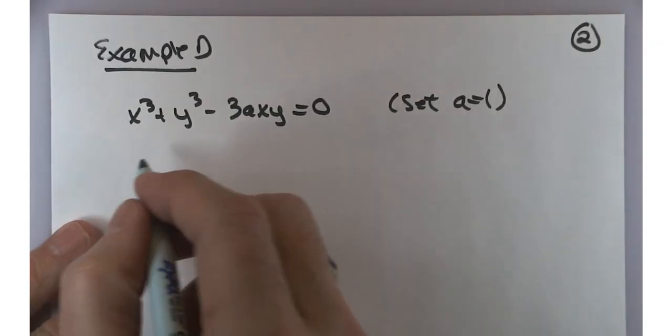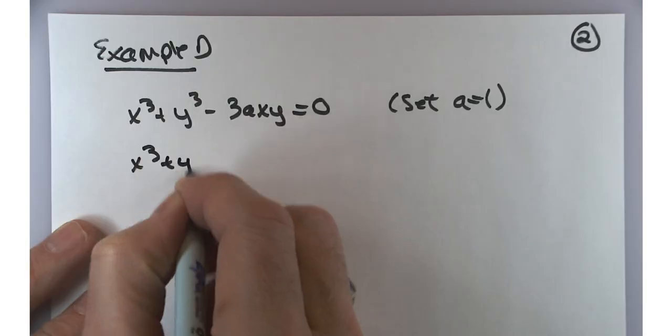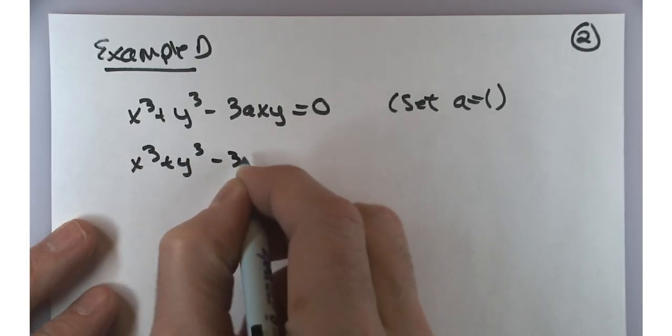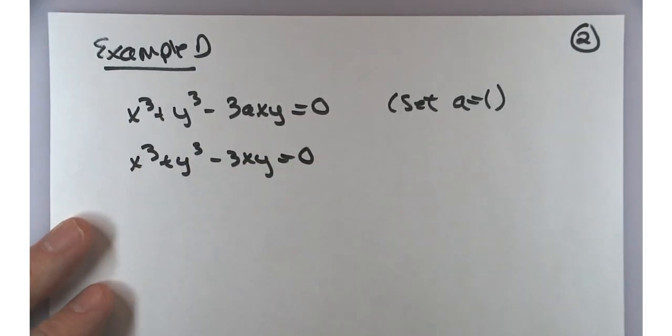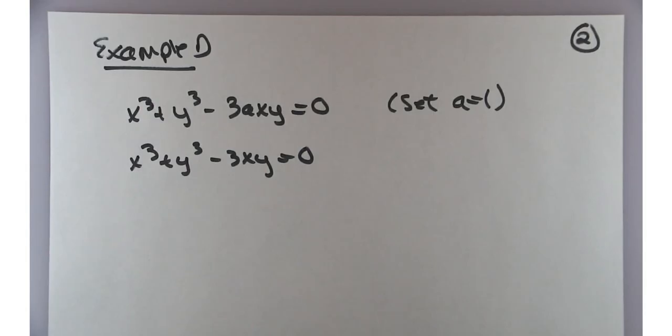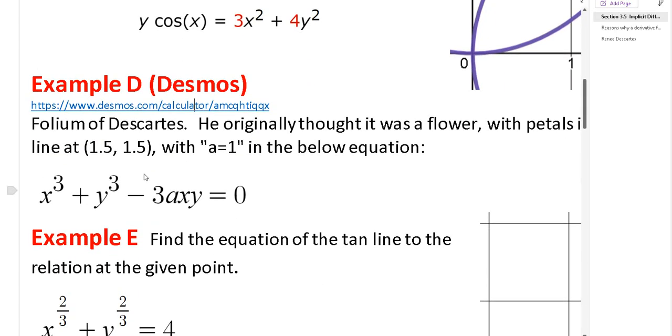I want to try and find the equation of the tangent line here at a particular point. I think the point was 1.5 and 1.5. Yeah, right here. Here we go. So we want to find the equation of the tangent line there.